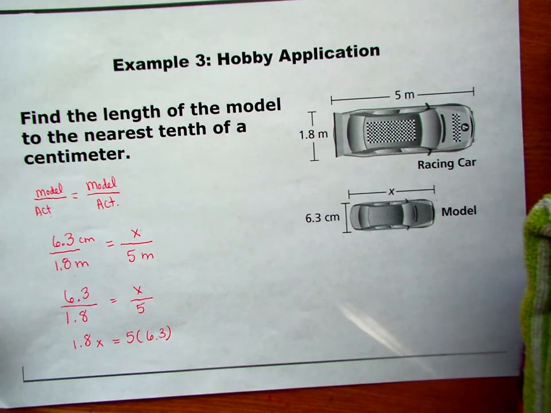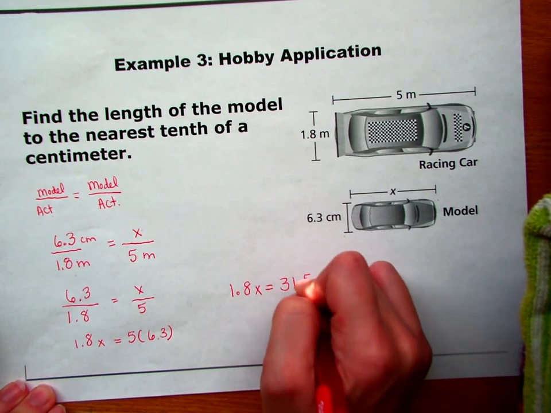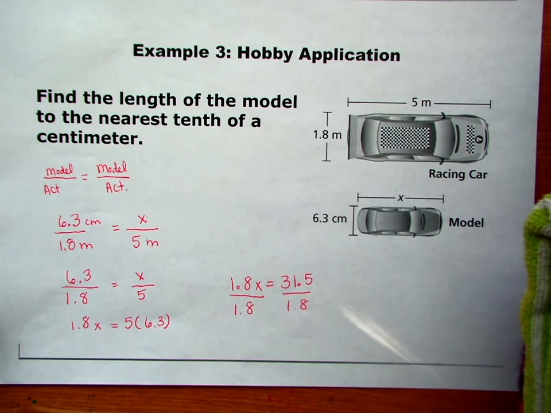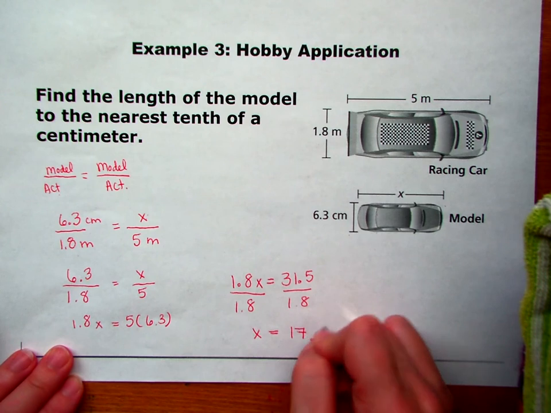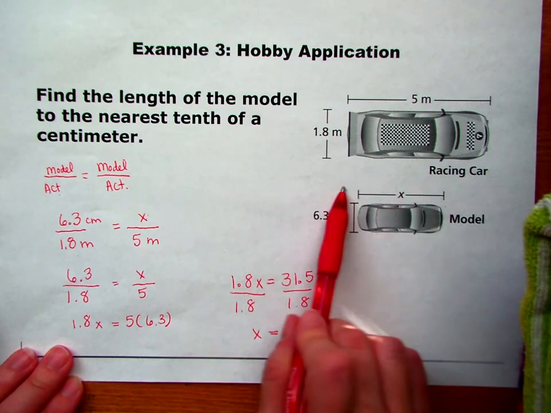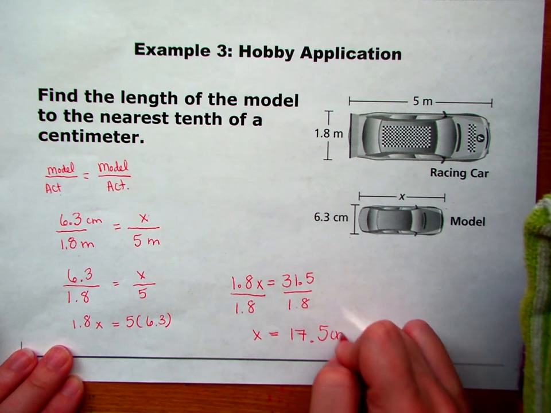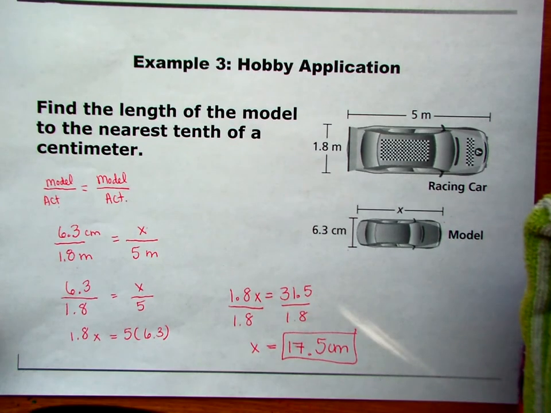Then you can whip out your calculator to help you with some of these calculations. So we have 5 times 6.3, and we get 1.8x is equal to 31.5. Then I'm going to divide both sides by 1.8. So we'll take that answer, divide by 1.8, and x is going to be 17.5. Now pay attention to the units. This x is on the model. What unit are we dealing with in the model? We're dealing with centimeters. So we've got to have 17.5 centimeters. That gives you a basic preview of similar polygons.